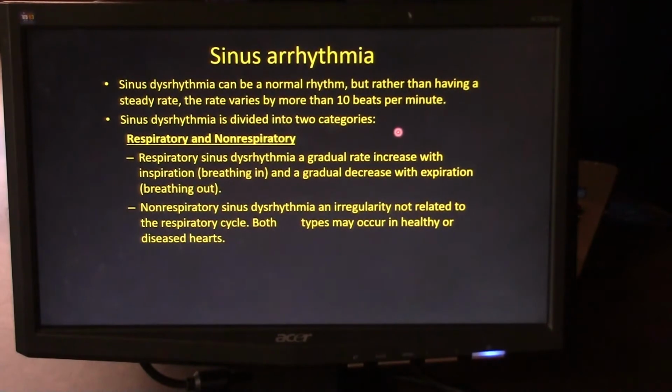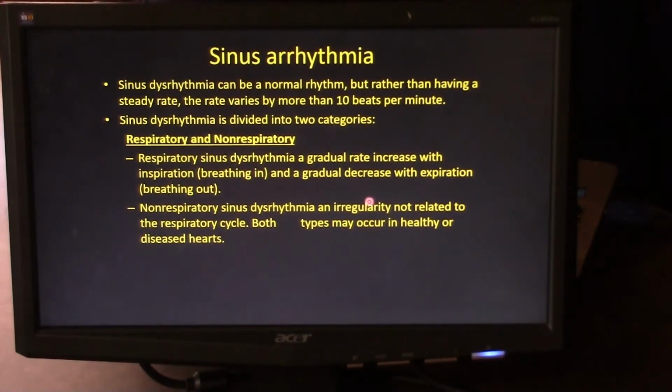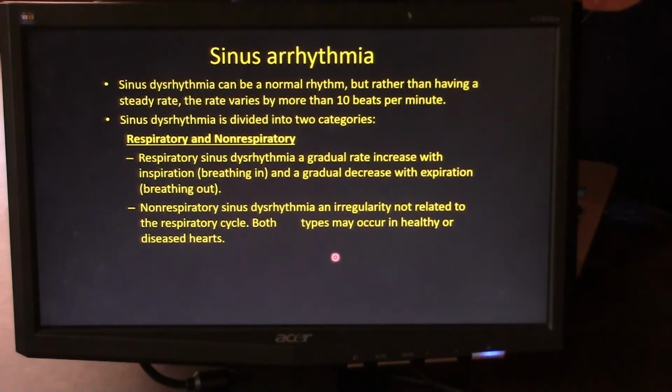There is respiratory sinus arrhythmia and non-respiratory sinus arrhythmia. For the most part, respiratory sinus dysrhythmia is a gradual increase in heart rate during inspiration and a gradual decrease with expiration. So you have to observe the patient's breathing and look at the EKG rhythm to determine if it's respiratory in origin. Non-respiratory sinus dysrhythmia is usually more serious, and it can be indicative of coronary artery disease. And it is a sinus dysrhythmia that is not related to a patient's respiratory rate.